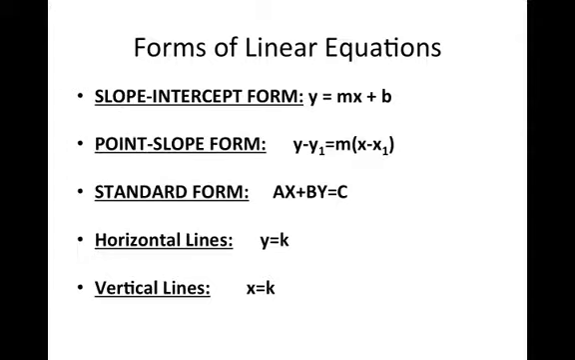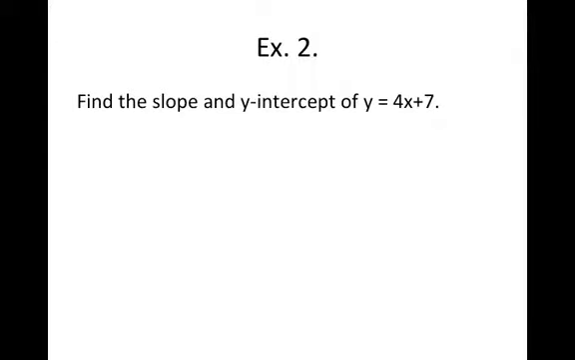Now the fancy form is standard form. It's ax plus by equals c. A, B, and C are all integers, so there's no fractions, and A needs to be positive. Alright, for horizontal lines, you're going to have lines that are y equals some constant, for instance k, and vertical lines are your x equals lines, so x equals k.